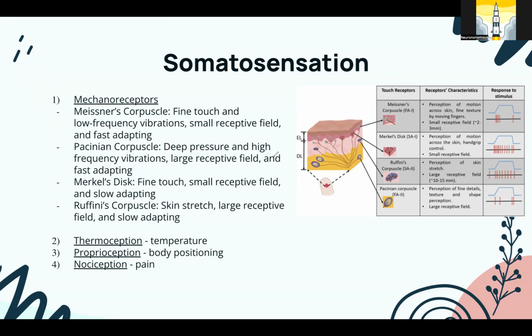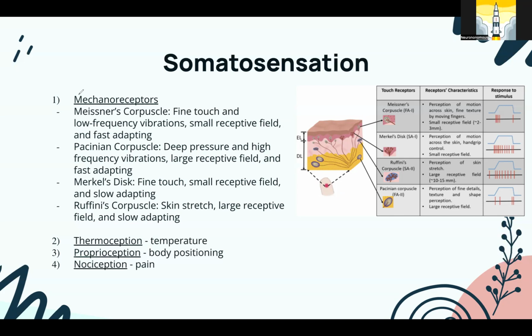So somatosensation can encompass a lot of things, right? We should be familiar with some of these terms already. So we know that thermoception is related to temperature. Proprioception is responsible for body positioning, and nociception is responsible for pain, or the sense of feeling pain. Okay. And so let's take a look a little bit more at mechanoreceptors.